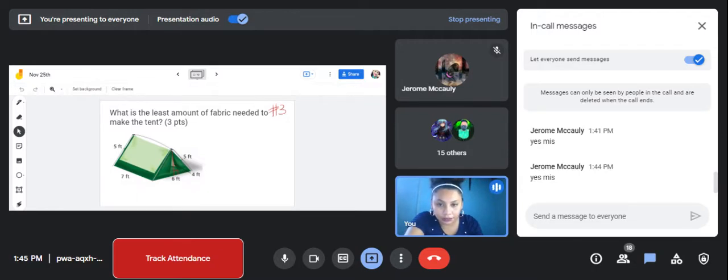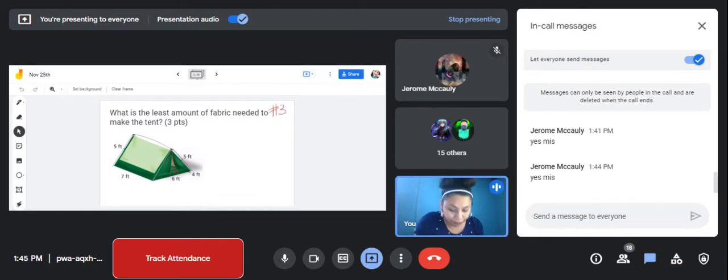All right, let's take a look at what it says. What is the least amount of fabric needed to make this tent? Basically, they're asking how much cloth I need to make this tent. Because they're asking for the cloth and not the space inside, they're asking you to find the surface area of this tent. Surface area includes all of the sides, all 5 sides that this shape has.